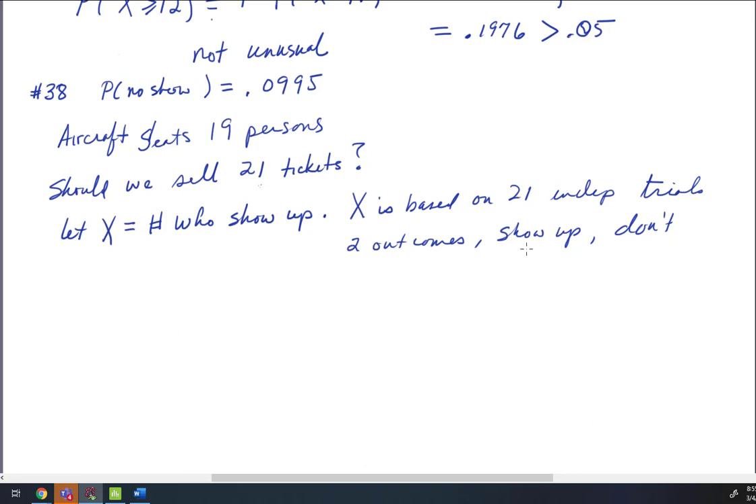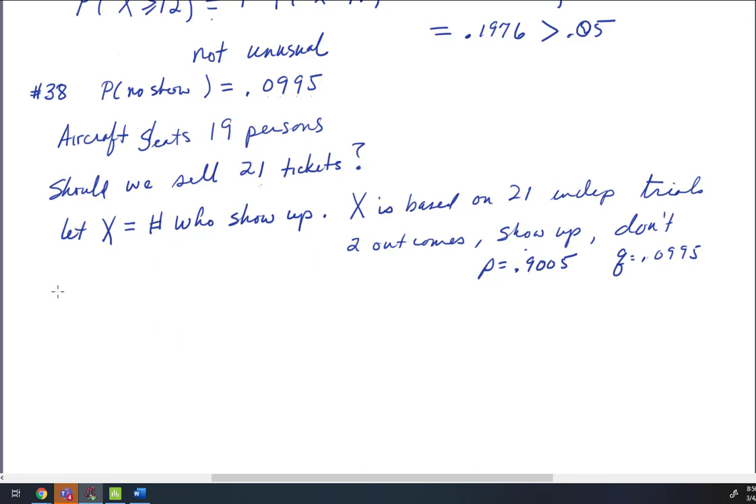Now, what's the probability of show up? Well, I know the probability of a no-show is 0.0995. And that's the number we've called Q. But the number we call P would be the complement. And so P would be 0.9005. So this would be the probability that somebody shows. There's a 90% probability that they show.